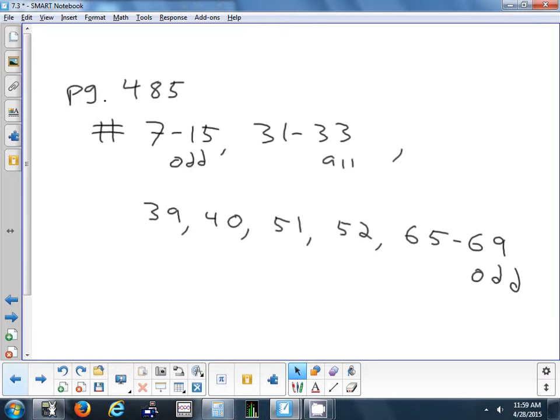All right, so the homework, it's on page 485. For 7 to 15, just do the odds. 31 to 33, that's all. 31, 32, 33. Some of these you don't have to show any work for. You just have to use the properties I gave at the beginning of class and write the answer. So there's no work to show. And then finish up with 39, 40, 51, 52, and 65 to 69, just the odds. You will need a calculator for 65 to 69. That's what I just showed you right at the very end.